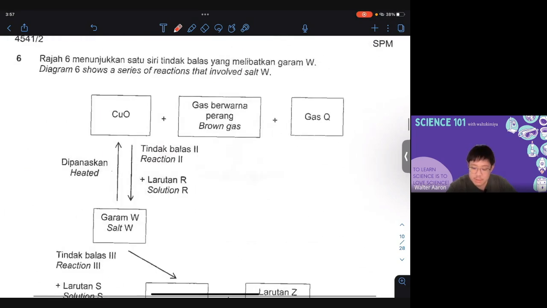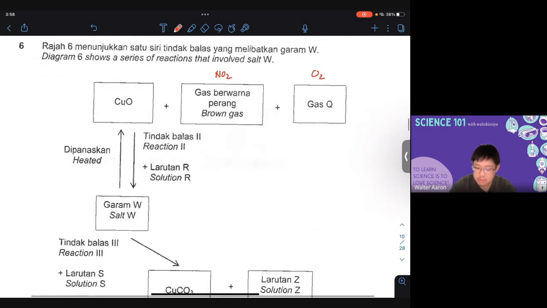So since brown gas is produced, I'm thinking this is NO2. All right, brown color gas. Gas Q then is supposed to be oxygen. And if that's the case, then salt W is supposed to be copper 2 nitrate.